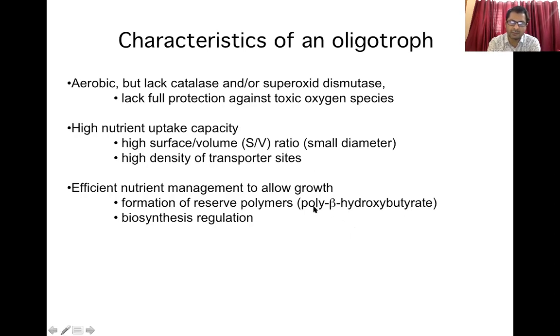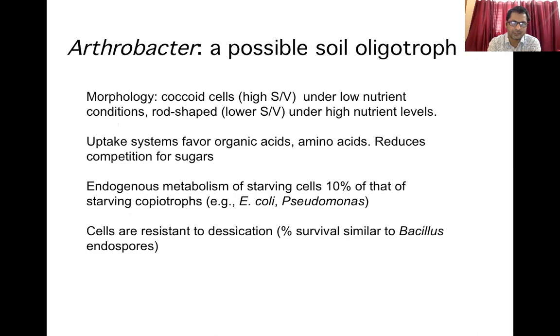Polyhydroxybutyrate is researched as a bioplastic alternative to chemical plastics or polyethylenes. One example of the oligotrophs is Arthrobacter. Why? First of all, it has coccoid cells under low nutrient conditions, meaning a high surface to volume ratio, and rod-shaped cells with a lower surface to volume ratio under high nutrient level.